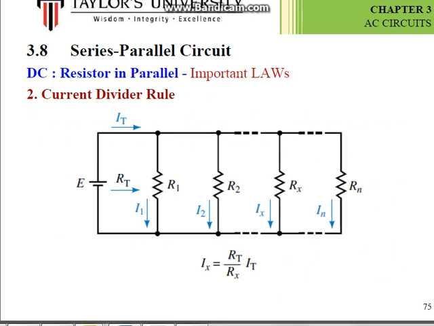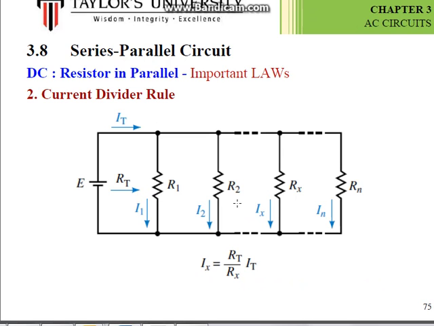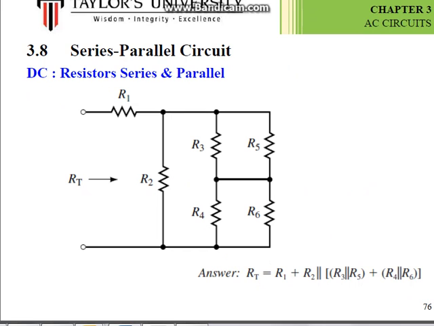Alright, current divider rule. That's another thing for you to know. For the current divider rule, basically, for IX, for example, if you want to get your current, you will get the RT over your Rx. Your Rx is this one, and then you multiply with your IT, which is the total current that's going on here. Okay, that's just a little bit of things that we can know about and all that.